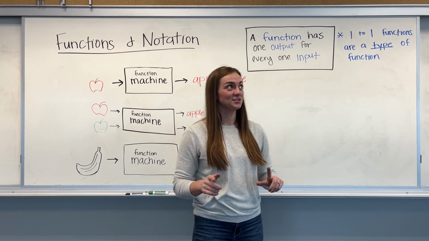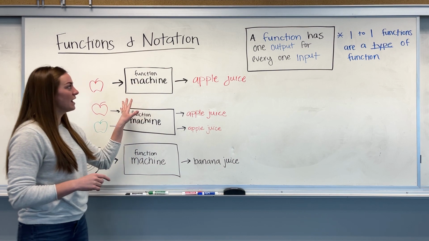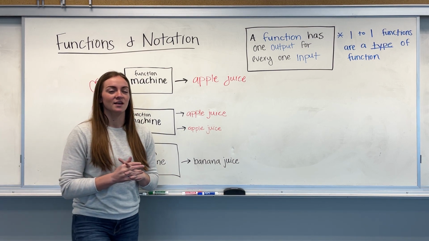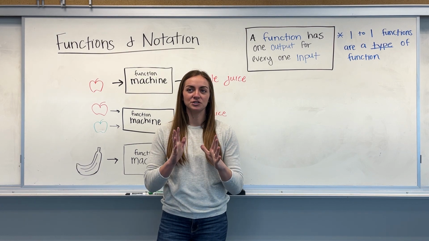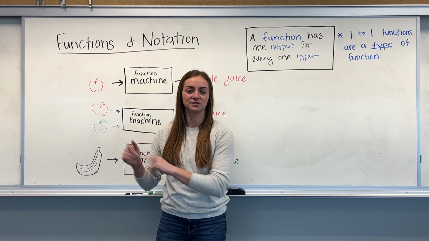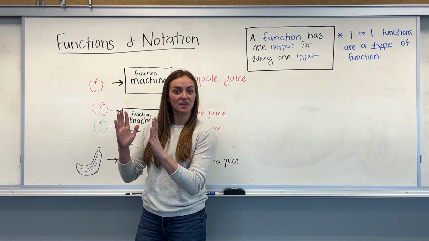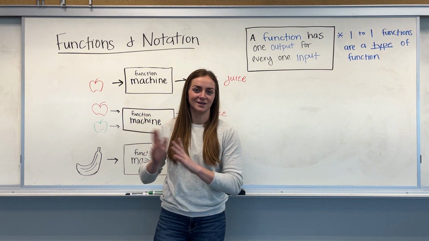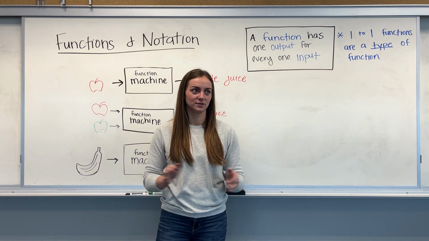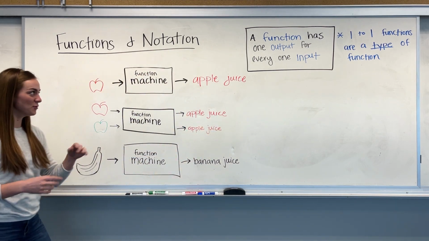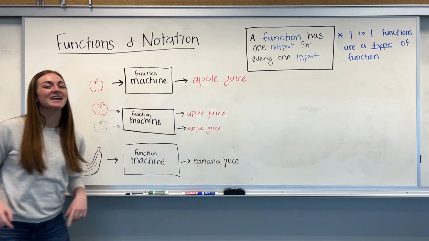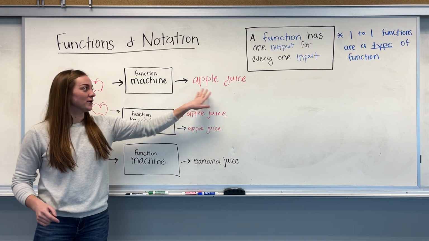So to get started, I want to explain what a function is. A definition of a function is basically a relation between one input and one output. So when you put one thing in, only one thing comes out. That is a function at its core. I like to explain this using a machine analogy. So we've got this little function machine, and we'll put in an apple, and out comes apple juice.